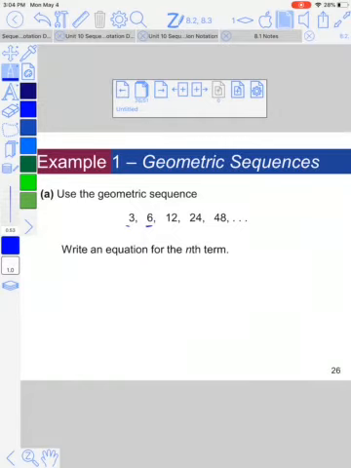Now you can probably look at this and say, to get from 3 to 6, I multiply by 2. To get from 6 to 12, I multiply by 2. 12 to 24, multiply by 2. So I'm repetitively multiplying by 2. That is your common ratio.